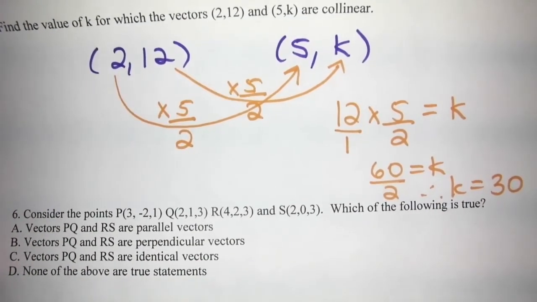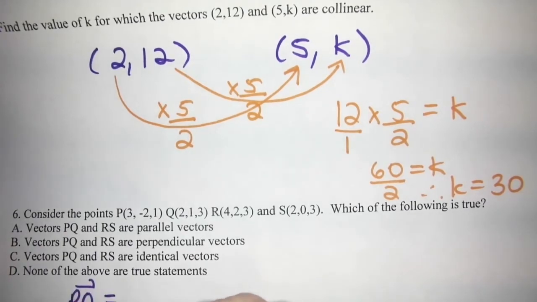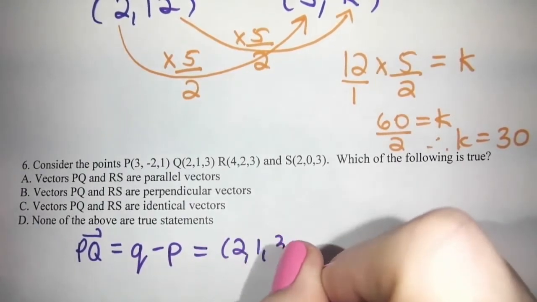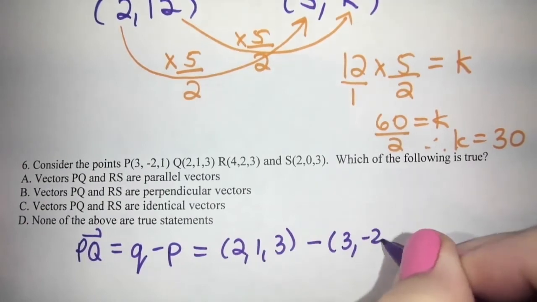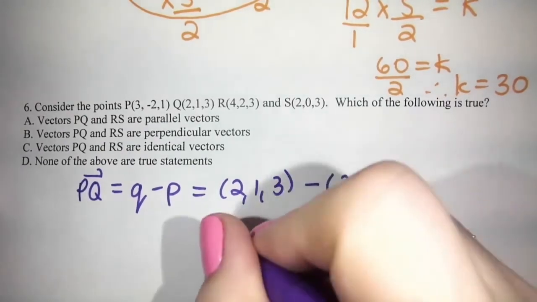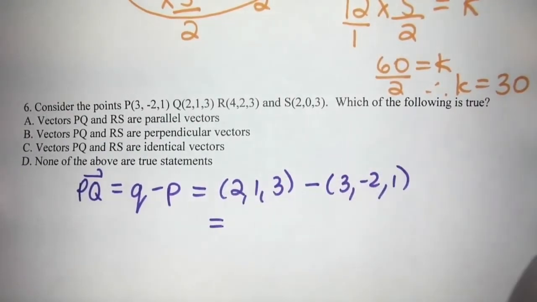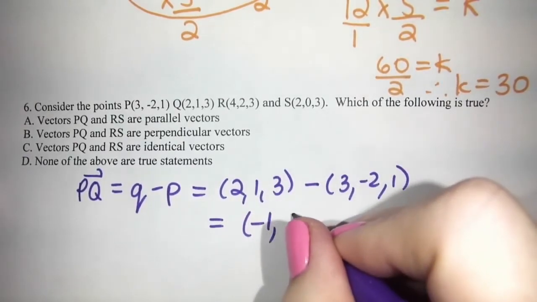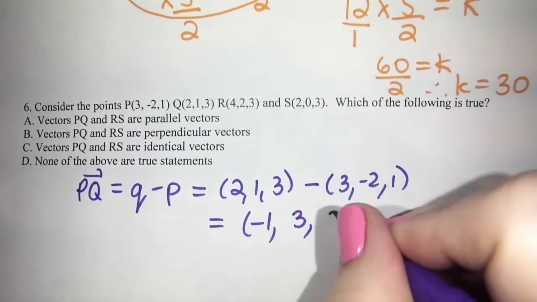Okay, and the last one here, we have 4 points, P, Q, R, and S, and we want to know whether the vectors PQ and RS are parallel, perpendicular, identical, or none of the above. So first of all, to calculate PQ, we do Q minus P. And so we take 2, 1, 3 minus 3, negative 2, 1. And we covered adding and subtracting vectors in a previous video. So we subtract components that are in the same spot. So 2 minus 3 is negative 1. 1 minus negative 2 would be 1 plus 2, which is 3. And 3 minus 1 would be 2.